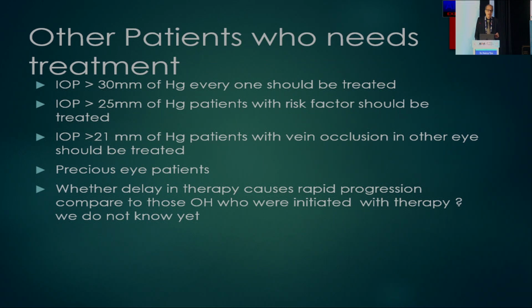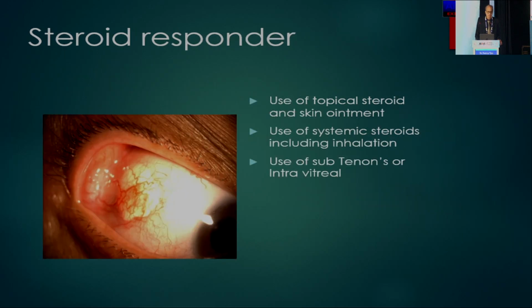Apart from these high-risk patients, the other patients who may need treatment are those with intraocular pressure more than 30 millimeter of mercury, patients with more than 25 millimeter of mercury with any of the high-risk factors, and patients with more than 21 millimeter of mercury with venous occlusion in either eye. Preferably, the precious eye patient should be given a chance to be treated. Which patient will progress faster? We do not know yet.